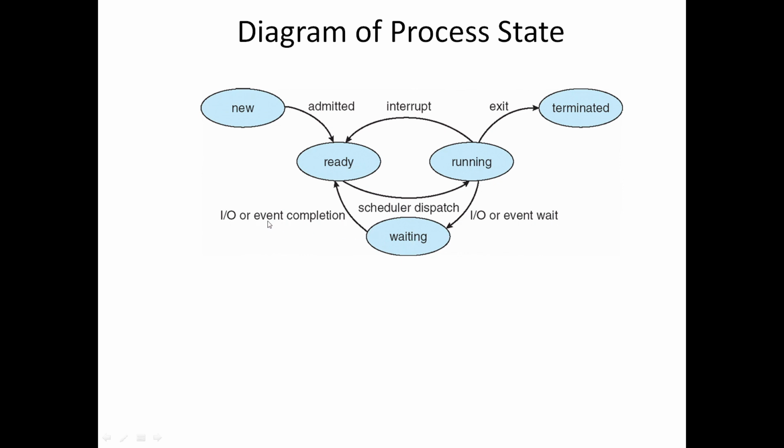Once the IO or some other event is completed, it changes the state from waiting into the ready state. Once the CPU is available, it will be moved from the ready state into the running state. Finally, if the program has completed its execution, it changes the state from running into the terminated state. That is also called the exit state. So this is a diagram for the process states.